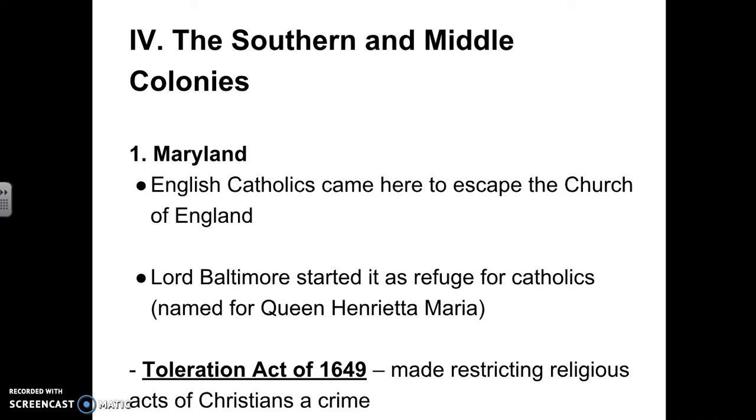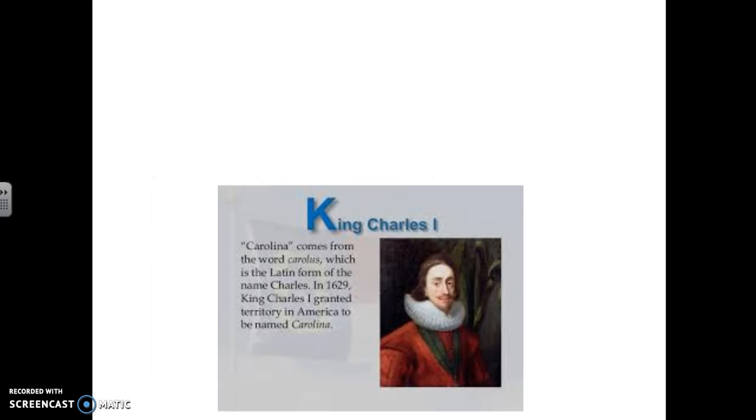The next state I'm going to talk to you about is actually two states, and that is the Carolinas. So the Carolinas were not created for any particular religious group. They were simply a gift. They were a gift from this guy, and his name is King Charles. And you can see right here it says Carolina comes from the word Carolus, which is the Latin form of the name King Charles. So basically Carolina is derived from the Latin word for Charles, and there's also a city there in South Carolina, Charleston, which is also named after King Charles.